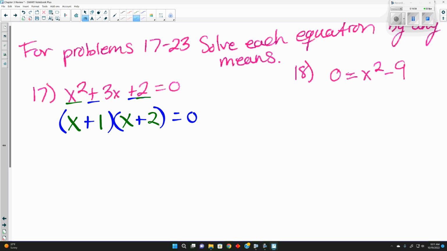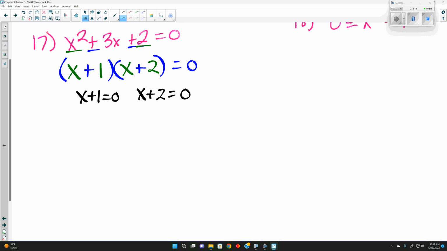And even with solving by factoring, because again, anytime we have two things multiplied together to equal 0, one of them must be 0, yes? So I have two things multiplied together to equal 0, so either x plus 1 is 0 or x plus 2 is 0. And at this point, we just solve.